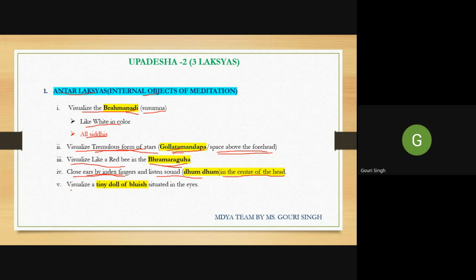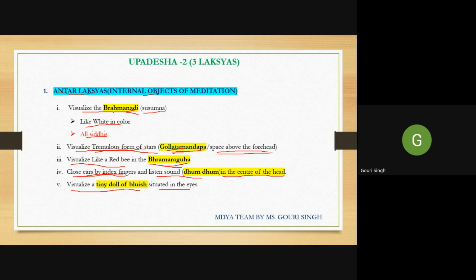And the fifth one is to visualize a teeny doll of bluish color, situated in the eyes. You have to visualize it in that way and do the meditation on that.